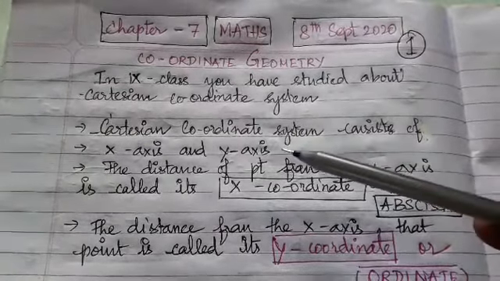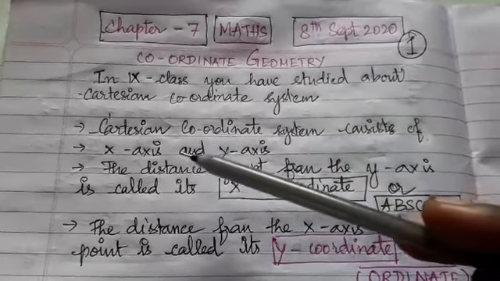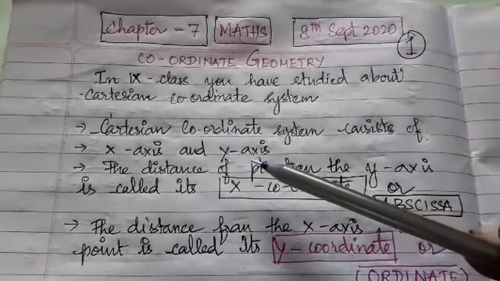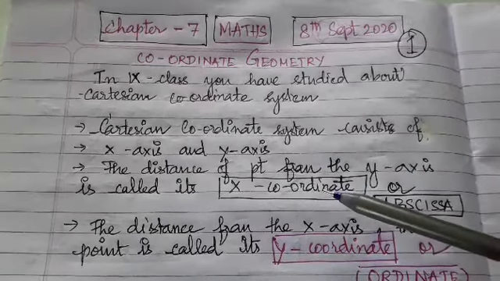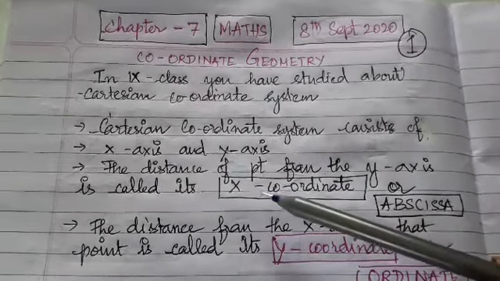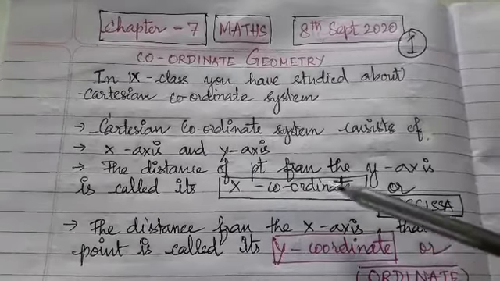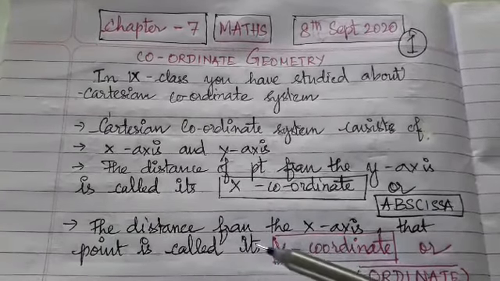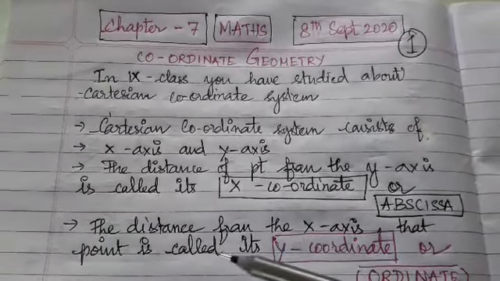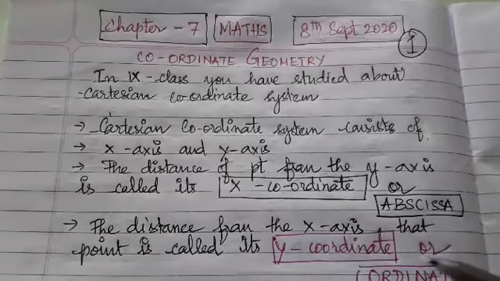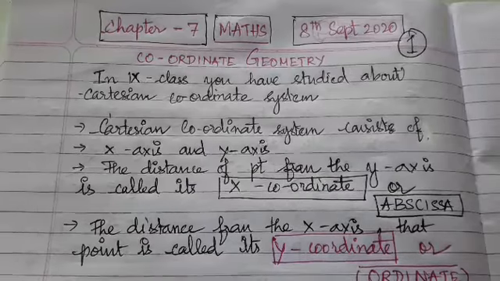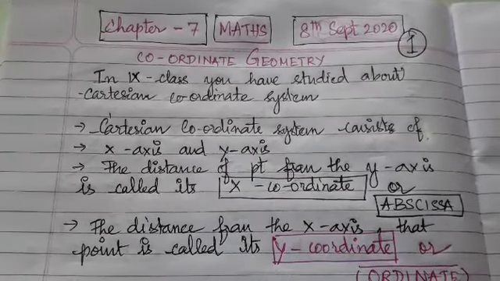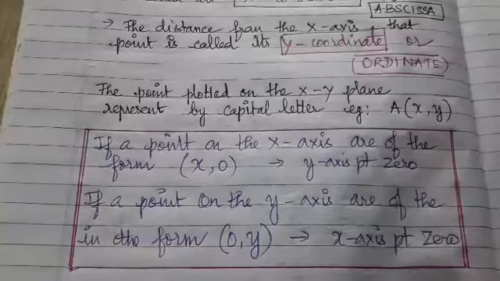In that coordinate system, what does it consist of? It consists of the x-axis and y-axis. The distance of a point from the y-axis is called the x-coordinate, that is the abscissa. The distance from the x-axis is called the y-coordinate, or the ordinate. These are the things you studied in 9th standard itself.